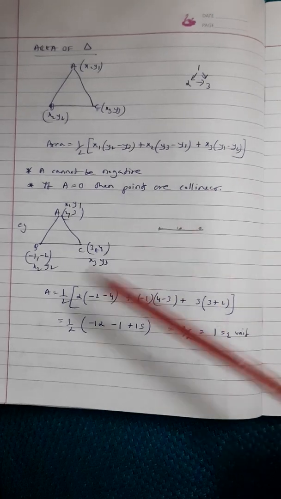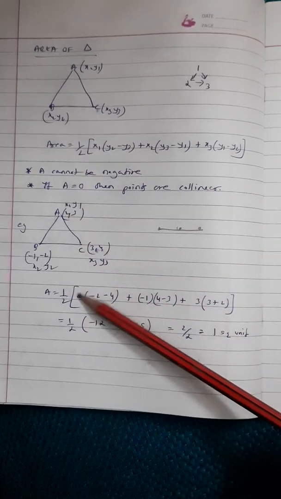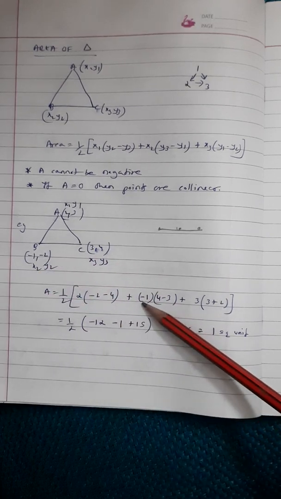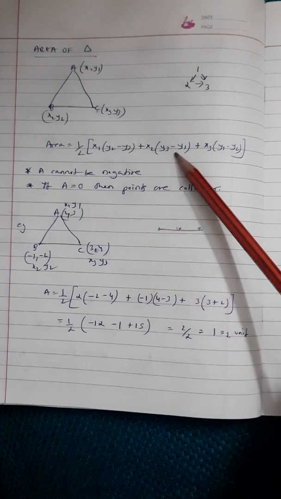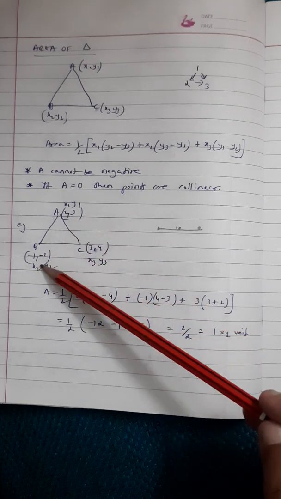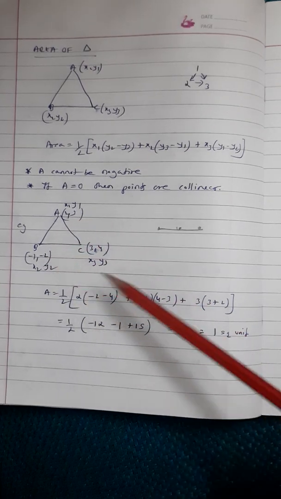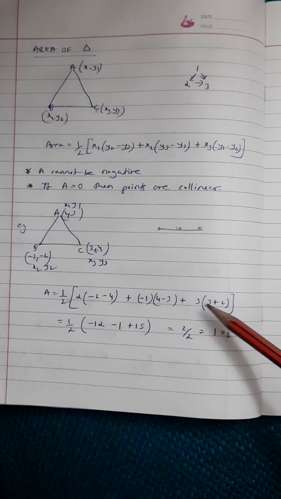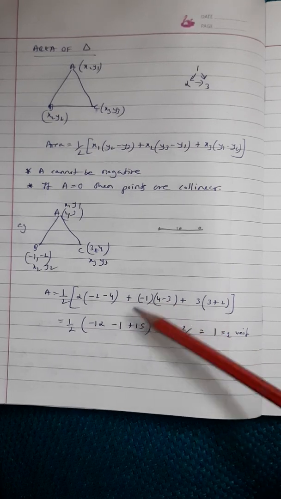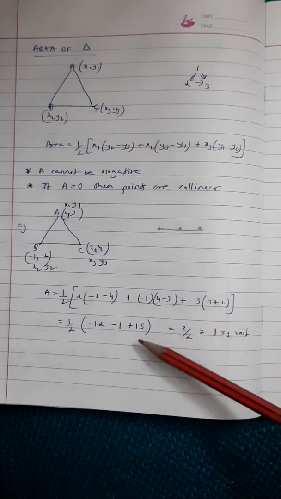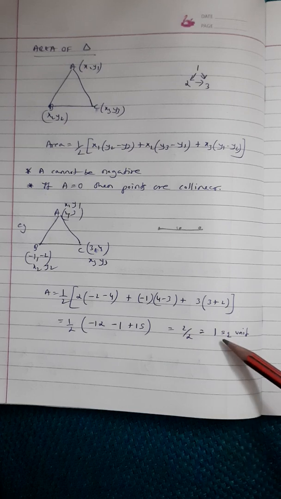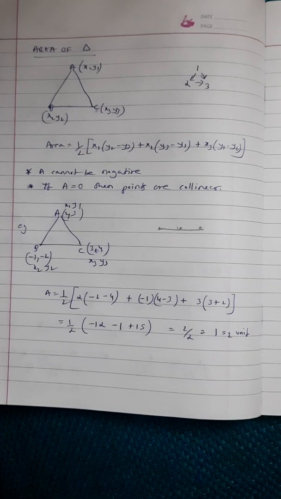Now we are using this formula. So half of x1, I have taken x1 as 2, then y2 minus y3, so minus 2 minus 4, plus x2, that will become plus of minus 1, y3 minus y1, that's the formula, so 4 minus 3, plus x3, that is 3, into y1 minus y2, so 3 minus of minus 2, that will become plus 2. When we open this, you will get minus 6 into 2, minus 12, 4 minus 3 is 1, 1 into minus 1 is minus 1, 3 plus 2 is 5, 5 into 3 is 15. So this is minus 13 and plus 15 will come 2. 2 upon 2 we get 1. So area of the triangle is 1 square unit.